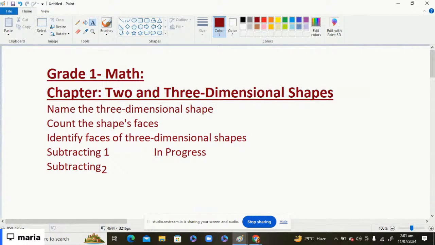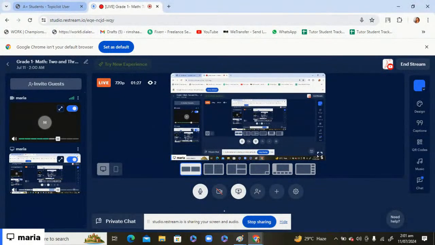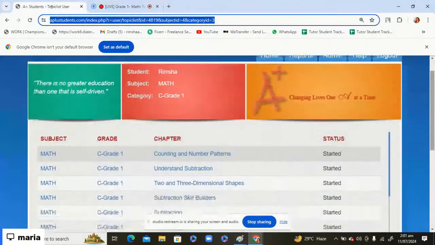And for the next chapter, that is subtracting 1 and subtracting 2. You can find all the lessons on aplusstudent.com. You have to log in using the email and password that is provided by the administrator.